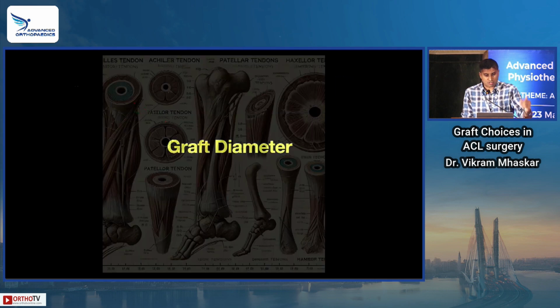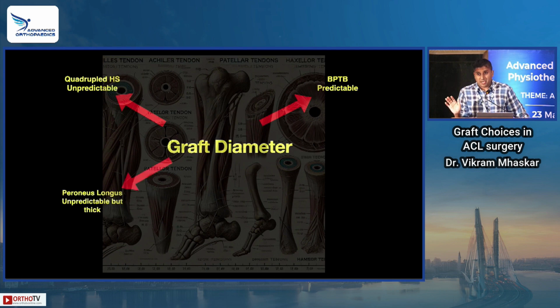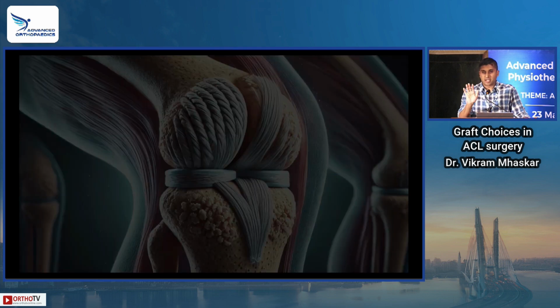Graft diameter, we were just talking about it. Quadruple hamstring is unpredictable. Why? Because you may have a different diameter you're born with. I've done some studies on this, MRI, etc., but they're not very reliable at the end of the day. The BPTB is reliable because you're only taking a part of the BPTB, and we all have a particular diameter of the BPTB at least. So if you're going to take, let's say, 7 or 8 mm of that BPTB, we know we are going to get that much. So it's predictable. Peroneus longus, unpredictable but very thick graft, whatever it is. Quadriceps, again, is predictable because the quadricep tendon is huge. We only take a part of it.